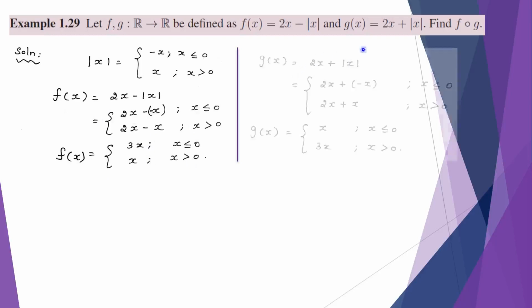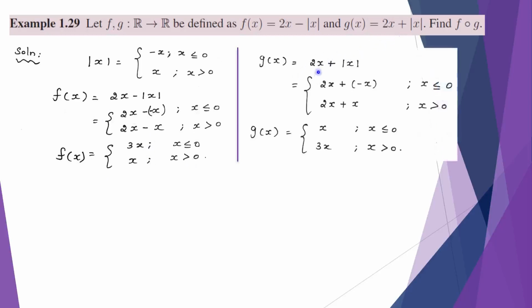Similarly, you have to find the g of x value. g of x க்கு 2x plus modulus of x சொல்லியிருக்காங்க. ஸோ இதே மாதிரி தான் எழுதணும். modulus of x க்கு பதில் minus x ன்னு போட்டோம்னா for all x less than or equal to 0. plus x ன்னு போட்டோம்னா for all x greater than 0.